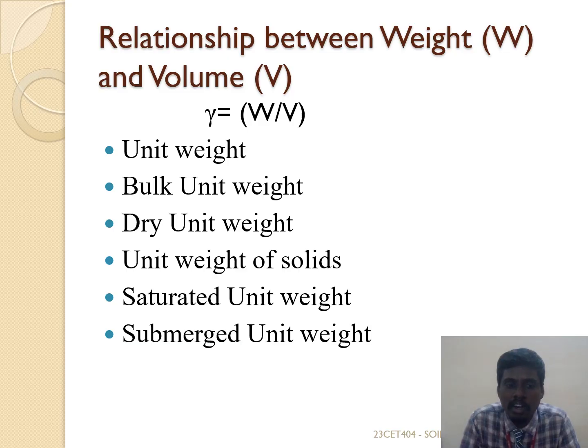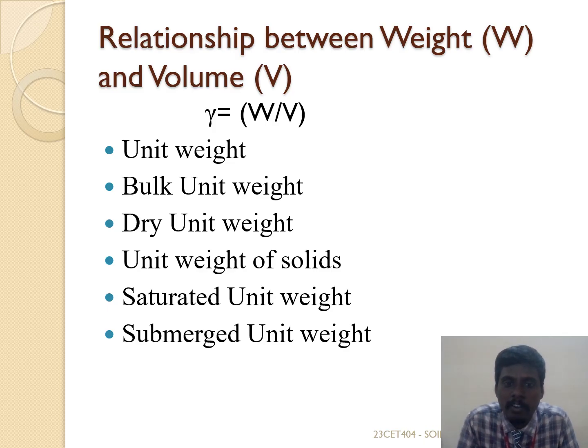So the ratio of weight by volume should be taken as a unit weight. Unit weight is equal to total weight by total volume. That means bulk unit weight. Dry unit weight means weight of solids by the total volume of soil mass. That is called as a dry unit weight. Unit weight of solids means weight of solids to the volume of soil solids.